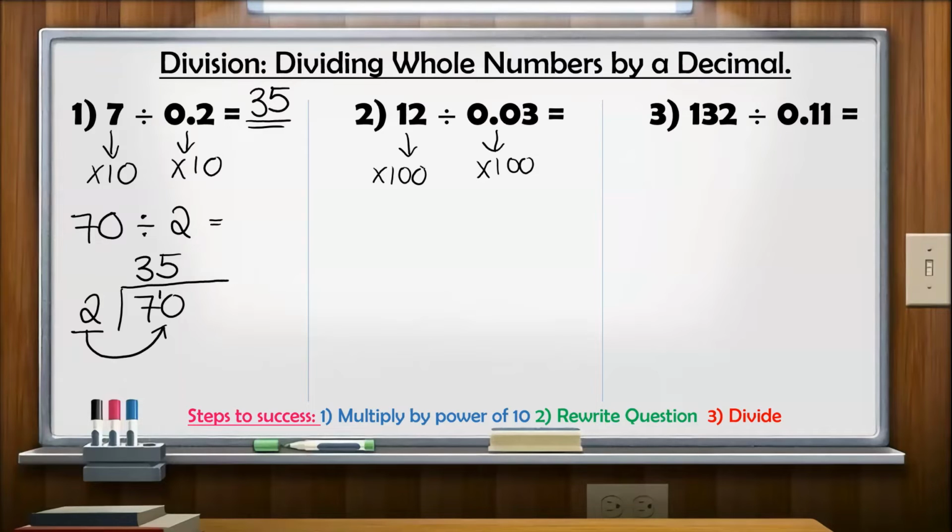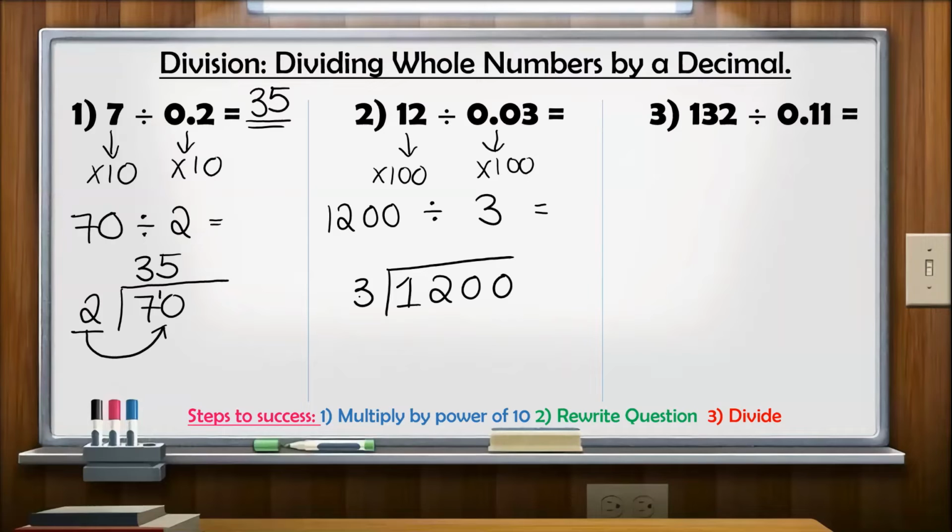Now moving on to step 2, I'm going to rewrite the question. So 12 times 100 is 1200 divided by, and 0.03 times 100 is 3. And that is step 2 complete. Now step 3, I'm going to divide. Again, I'm going to use my bus stop method. So I'm going to draw my bus stop. And on the inside, I have 1200, which is my dividend. And on the outside, I have my divisor of 3.